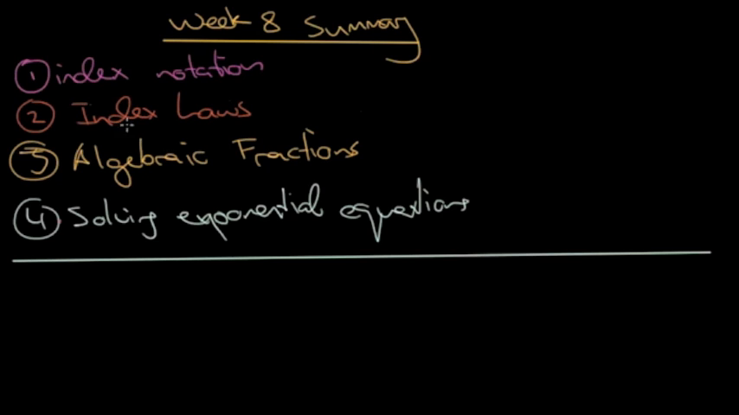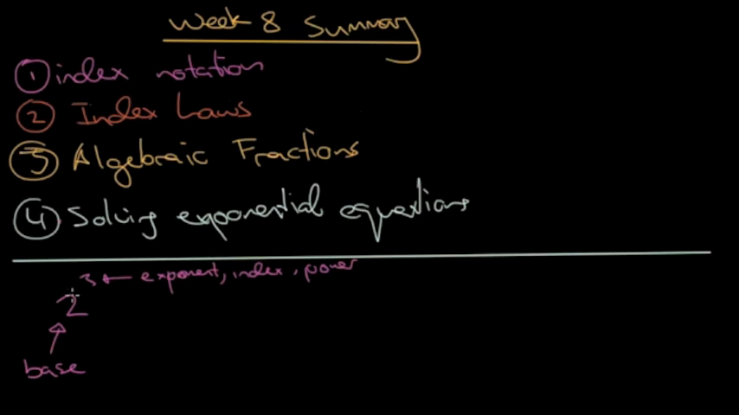So first thing we're going to look at is index laws. Say we've got something like 2 to the 3. Well, first, terminology: we call this the base, and we call this the exponent, or the index, or we can also call it the power.